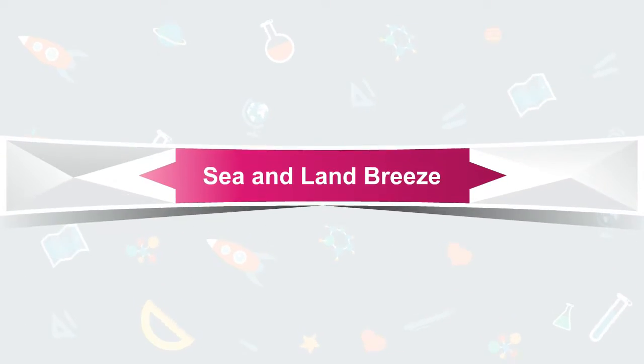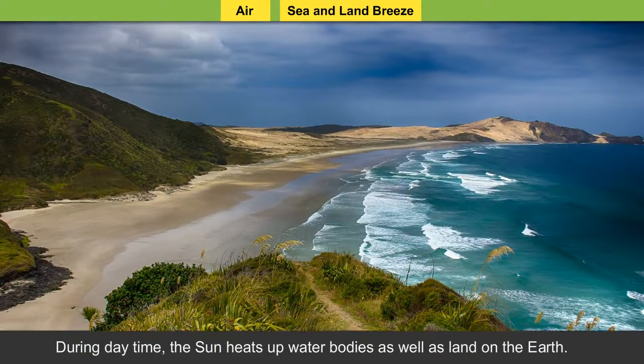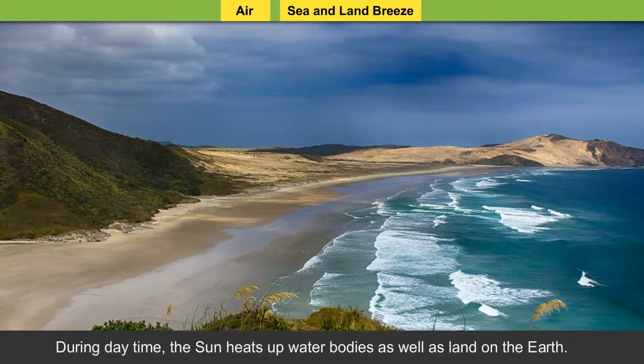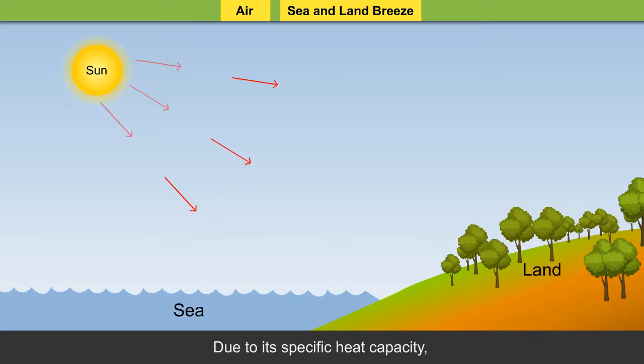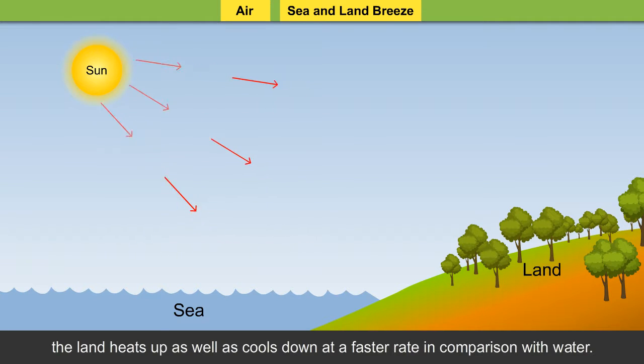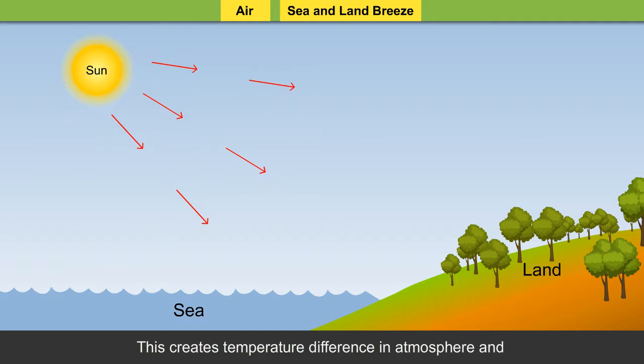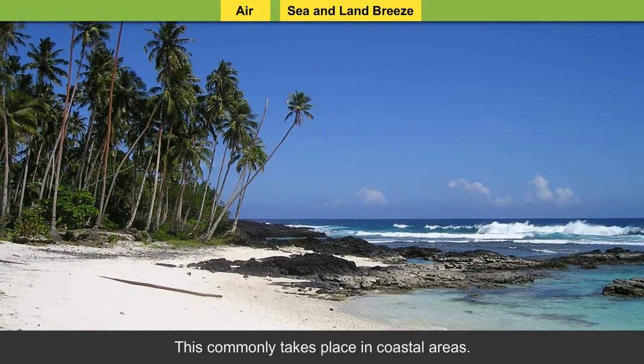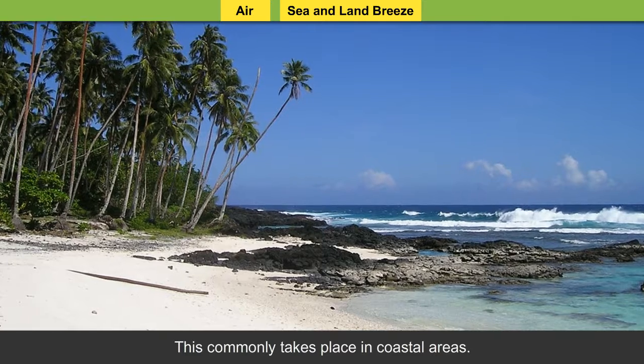Sea and land breeze. During daytime, the sun heats up water bodies as well as land on the earth. Due to its specific heat capacity, the land heats up as well as cools down at a faster rate in comparison with water. This creates temperature difference in atmosphere and gives rise to land breeze and sea breeze. This commonly takes place in coastal areas.